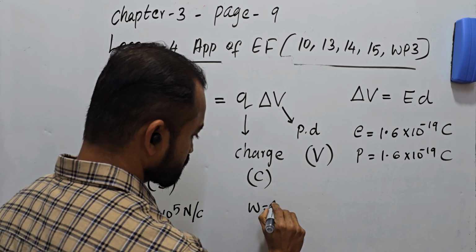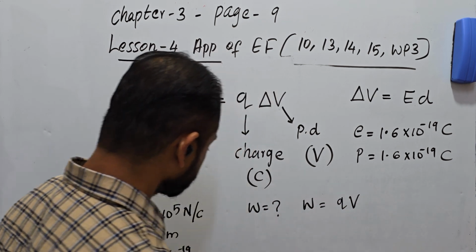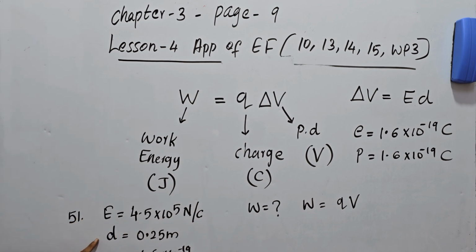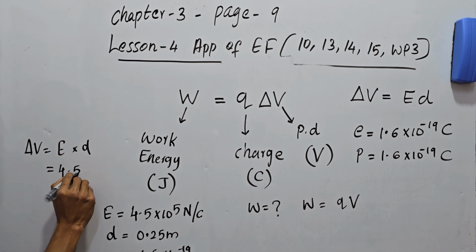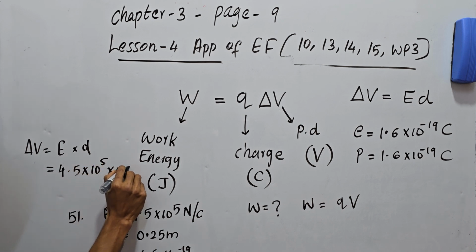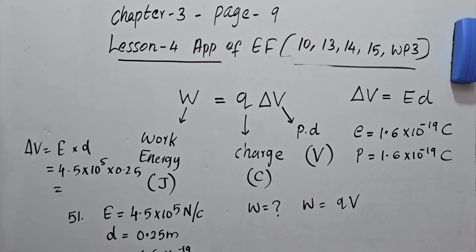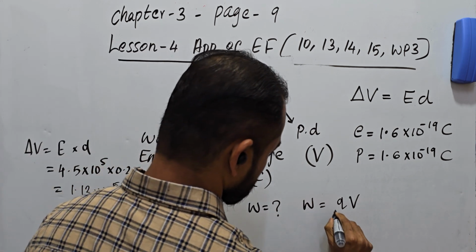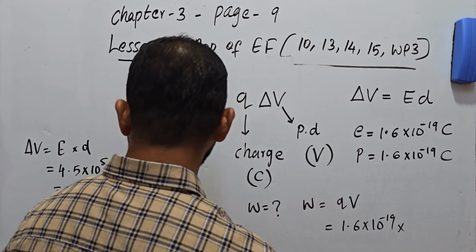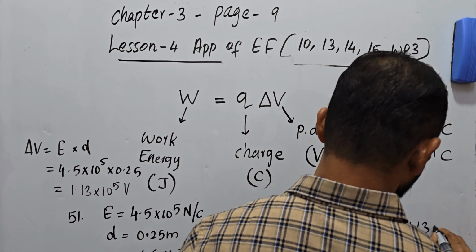We need to calculate the work done or energy, and we know that work done is equal to charge multiplied by potential difference. Here the problem is potential difference is not given, but electric field and distance given, so we know how to calculate potential difference, right? So first we will calculate potential difference, delta V, that is equal to electric field into distance. Electric field is 4.5 into 10 to the power 5 into distance is 0.25. How much? Okay, 1.13 into 10 to the power 5, right? Okay, volt. So now we know the voltage and we know the charge, that is 1.6 into 10 to the power minus 19, and voltage is 1.13 into 10 to the power 5, okay?